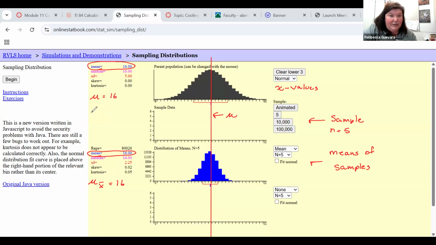Standard deviations. The standard deviation for this population of just x values is 5. And over here, the standard deviation, sigma sub x bar, is about 2.25. So remember, I said I was doing samples of size 5, so if I take 5 and divide by the square root of 5, that is going to be 2.24. So it's very, very close. Like I said, there are going to be some discrepancies, things are not always going to be exactly the same, but they should be pretty close to each other.